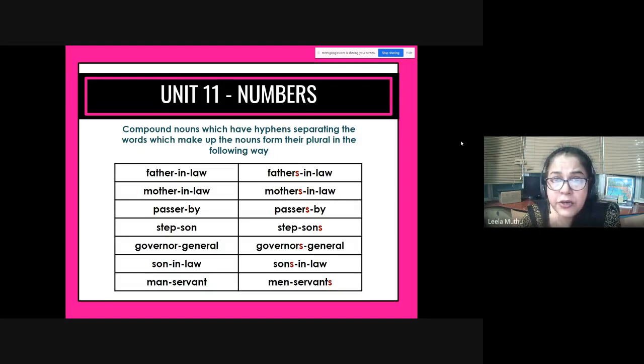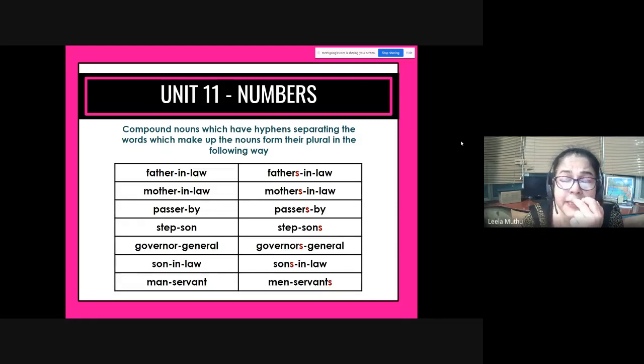Mother-in-law, mothers-in-law. Only the first word you add an S. Passerby, passersby. Stepson is different. You don't say "steps son" because son is the noun. Okay, so stepsons, stepdaughters, or stepmothers.